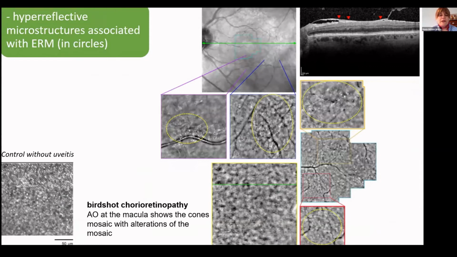This other patient had birdshot chorioretinopathy, which is a white dot syndrome, a posterior uveitis. And we saw also the hyperreflective microstructure associated with the epiretinal membrane that you see on the OCT on the top right. And the hyperreflective microstructures that correspond to the epiretinal membrane are shown in the yellow circles. The photoreceptor, the cone mosaic, is completely lost in that patient, as you can see in the yellow square.